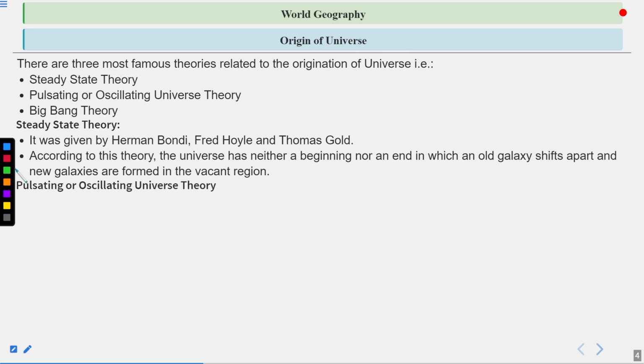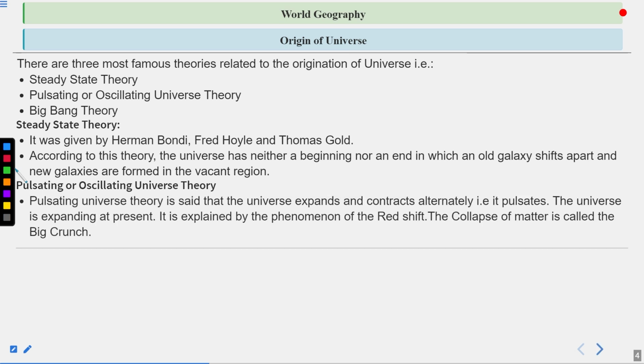Pulsating or oscillating universe theory. The pulsating universe theory says that the universe expands and contracts alternately, that is, it pulsates. The universe is expanding at present. It is explained by the phenomenon of the redshift. The collapse of matter is called the Big Crunch. Under the pulsating theory, it is said that the universe expands and then contracts like a heart, and right now it is in the expanding phase.